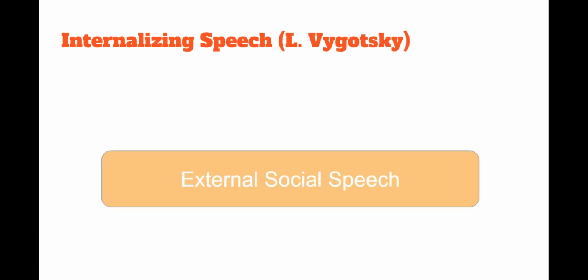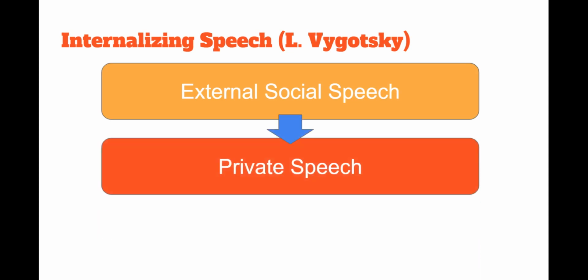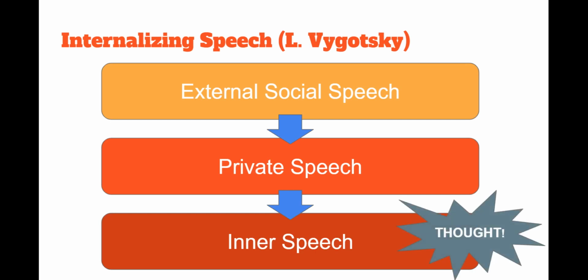We also internalize speech. We start with external social speech, talking to each other. Then we internalize that and end up with private speech where we're just talking to ourselves. We internalize that even further and it becomes inner speech. And inner speech is what Vygotsky called thought. Now, we see this all the time in what we do.